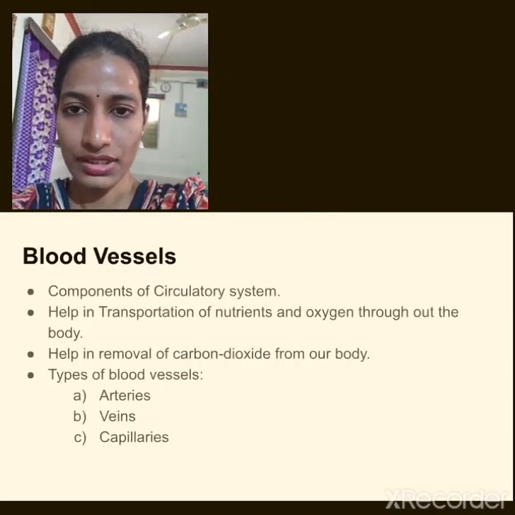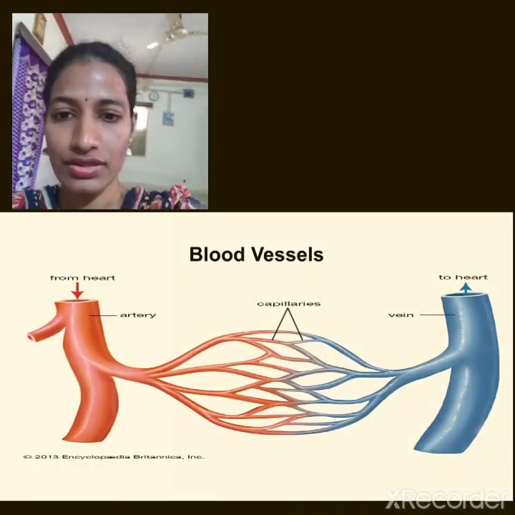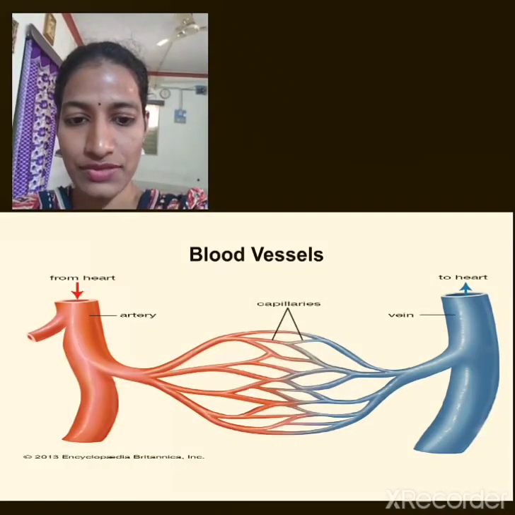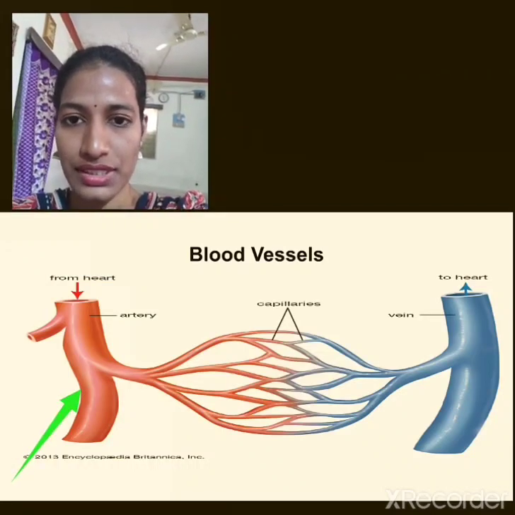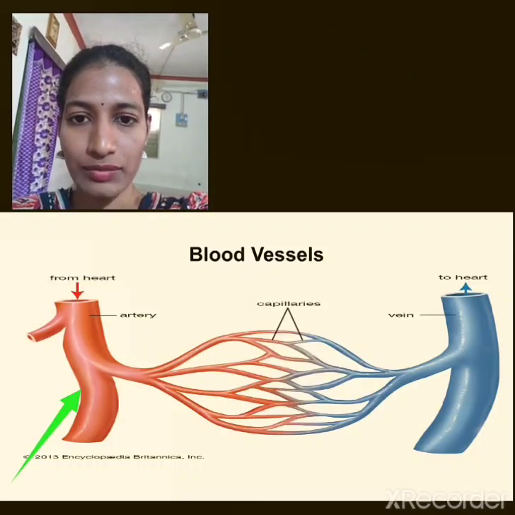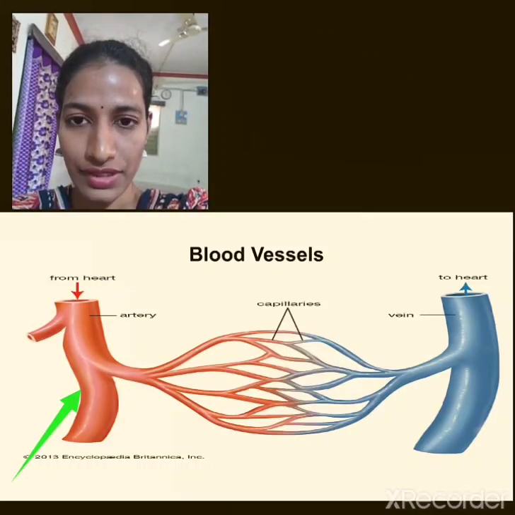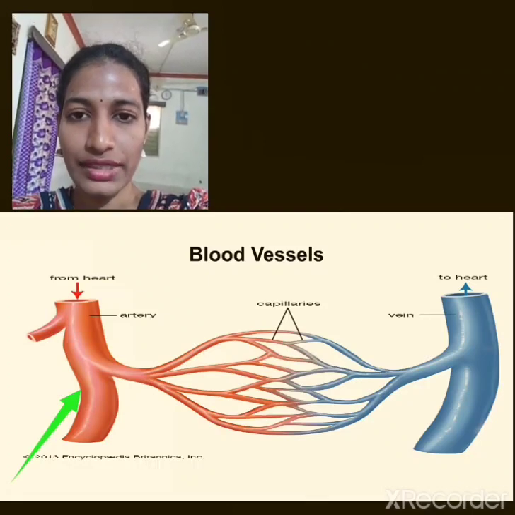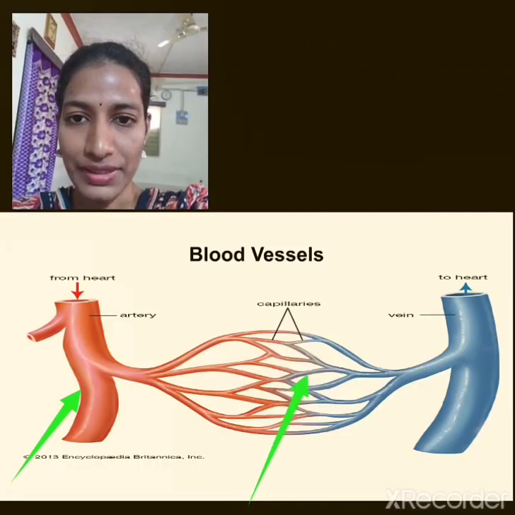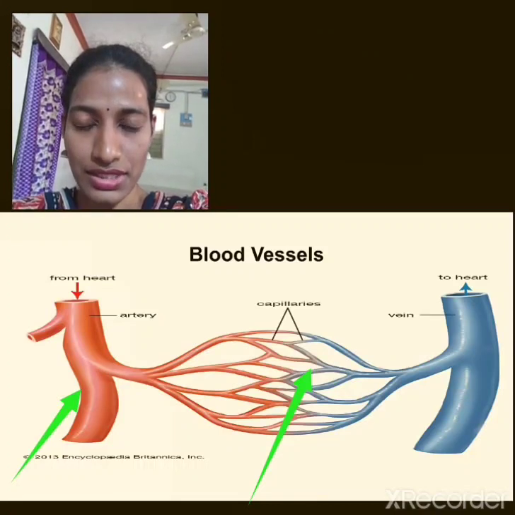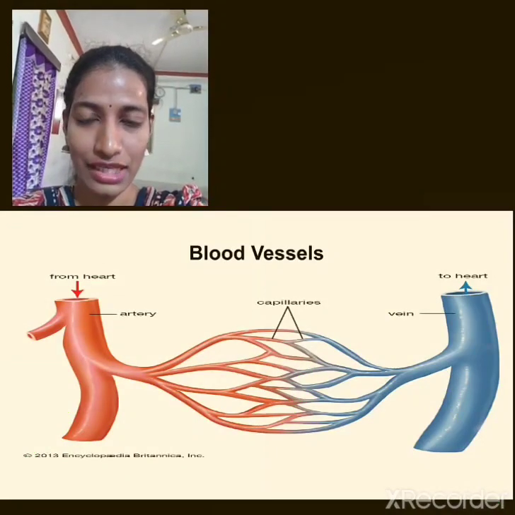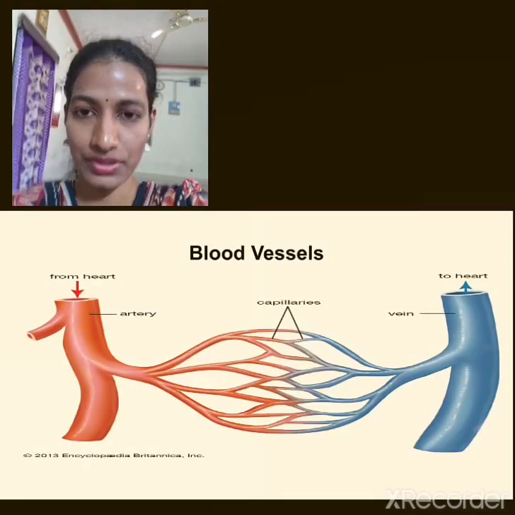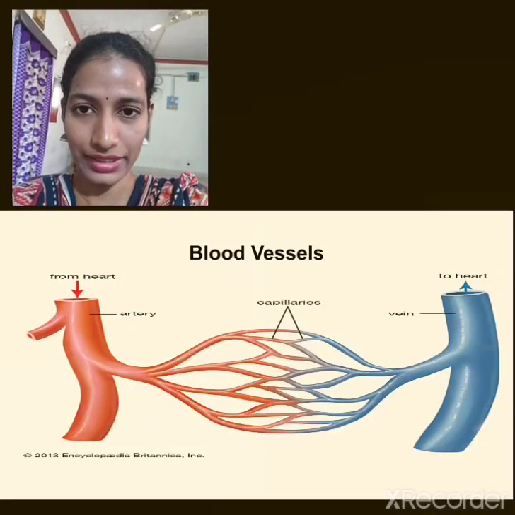Now let us see the blood vessels by watching a diagram. Here you can see there are 3 types of blood vessels. The red colored structure that you can see here is called the artery, the network-like structure is called the capillary, and the blue colored structure which you are observing is called the vein. So these are the 3 types of blood vessels. Now let us study about them one by one in detail.